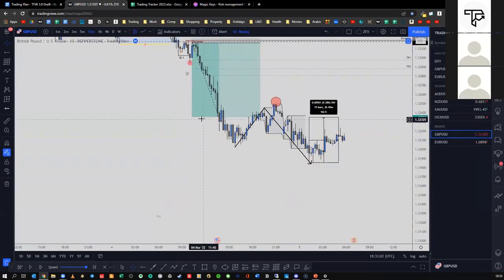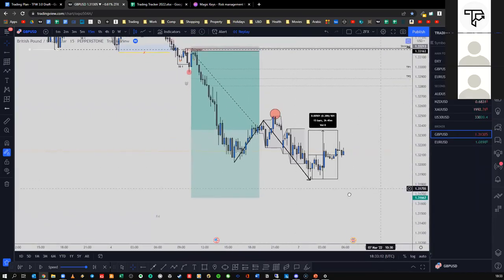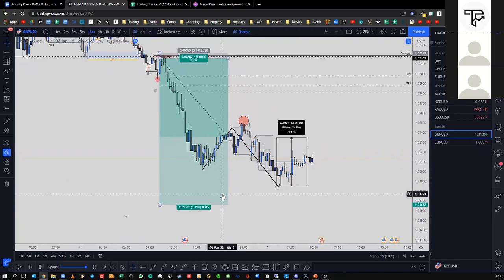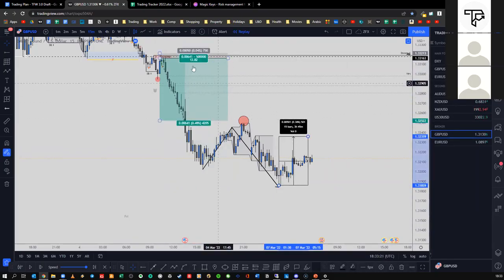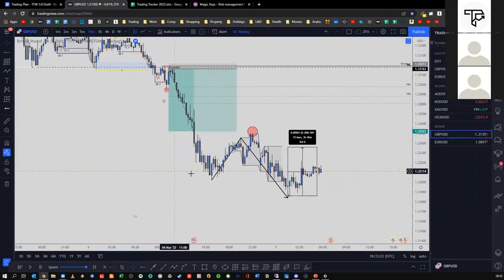Obviously, if it just runs to the downside and hits my 150, then great. I have had that before where on a paper trade it ran to 150 pips. So that would be the ideal case scenario, but in this case, it cashed out here. So that is how it works.